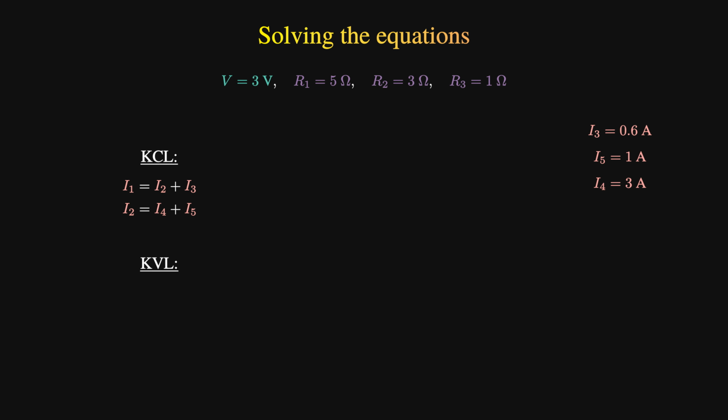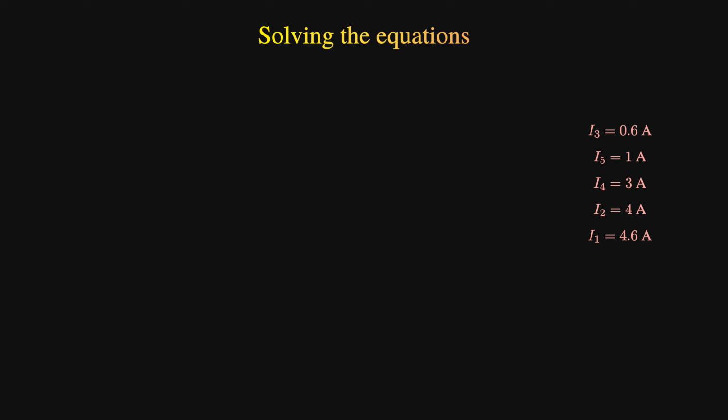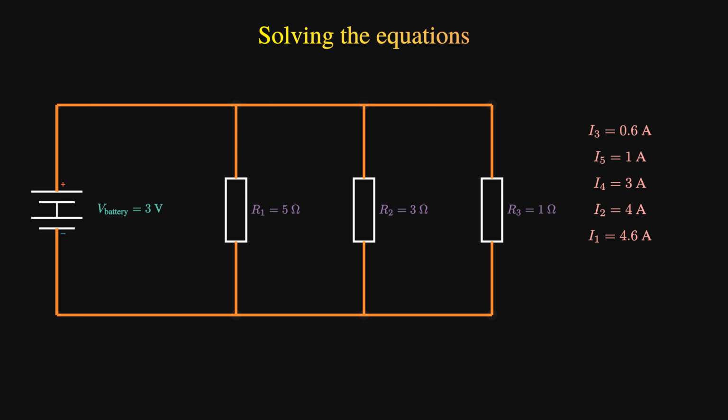We can then use these results to find the other current values. Using our second equation, I2 equals I4 plus I5, we get I2 equals 3 plus 1 equals 4 amps. Using our first equation, we get I1 equals 4 plus 0.6, which equals 4.6 amps. And just like that, we now know the current everywhere in our circuit. Let's return to our circuit diagram and write out our values for the current.